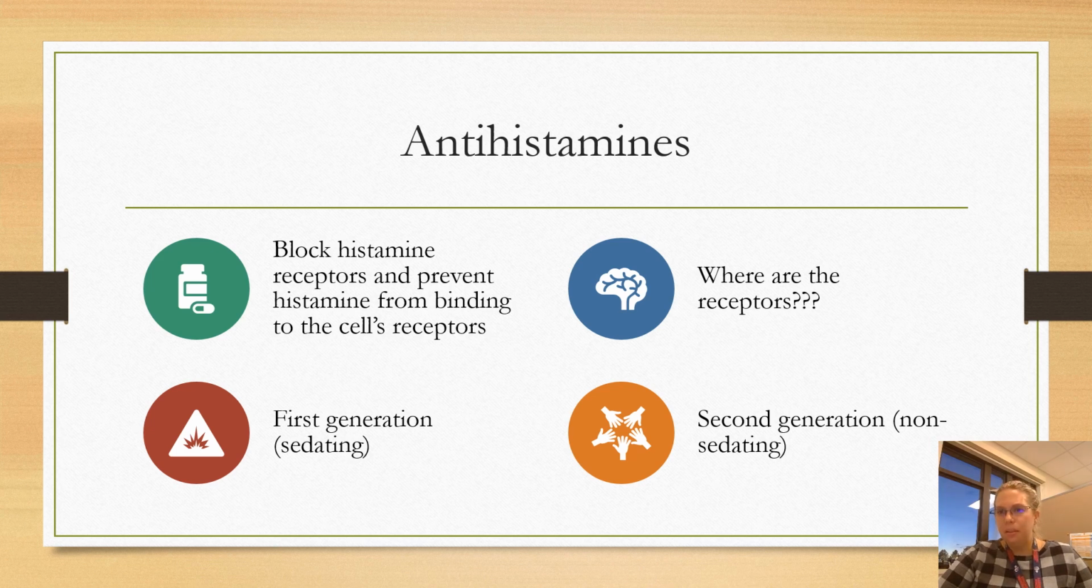So let's think through that with antihistamines. Hold on, let's back up. Antihistamines block histamine receptors and prevent histamine from binding to those cells' receptors. So where do you think these receptors are? Logically, where do you get asthma or allergy symptoms? In your nose, in your eyes, in the respiratory tract. You can get hives on your skin. So logically, that would be where the receptors are, okay?